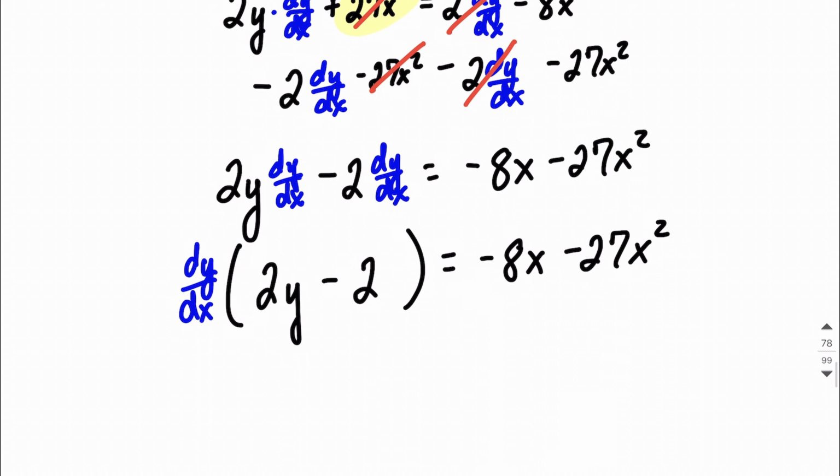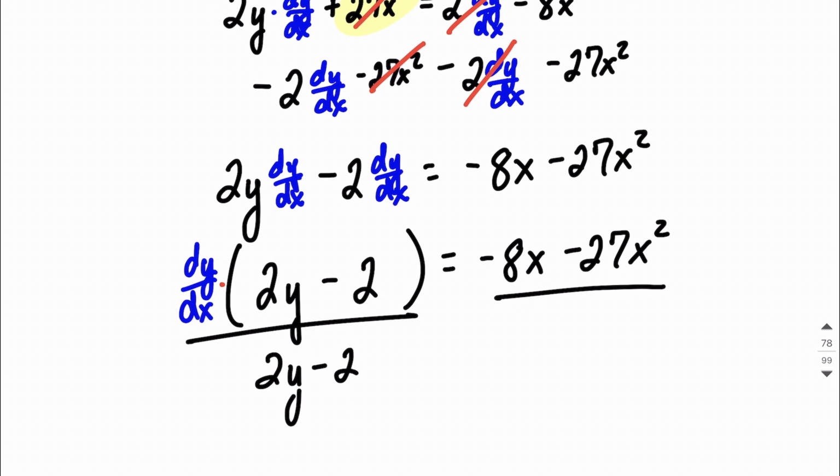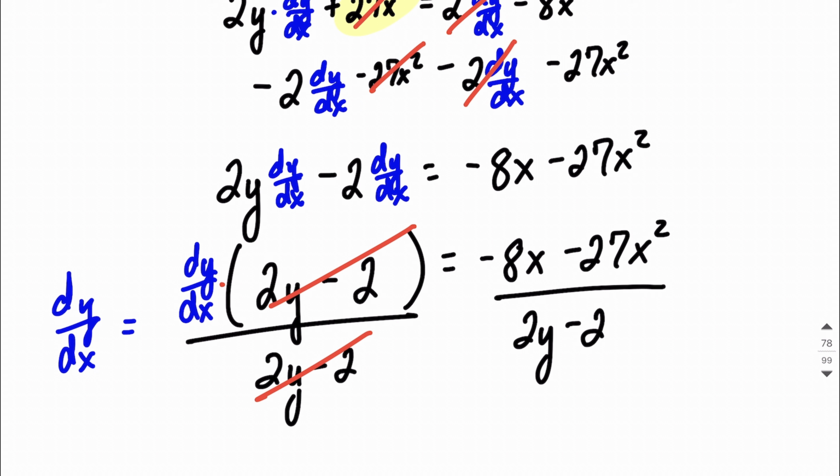All right, almost there. We now have dy/dx connected with multiplication to everything else on the left-hand side. So to get rid of the 2y minus 2, we can divide both sides by that. In doing so, multiplying and dividing the left-hand side by the same thing, we're going to be left with dy/dx on one side all by itself, and it's going to equal what we have over on the right-hand side. We could do a little bit of factoring out of a common factor of that 2 as well, but when it comes down to it, that is our derivative dy/dx.